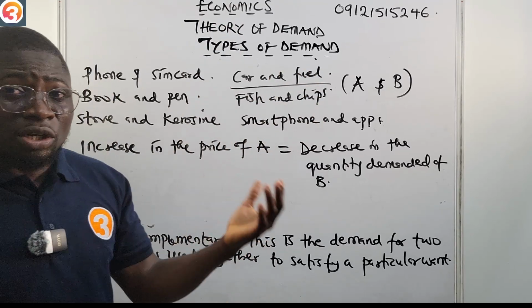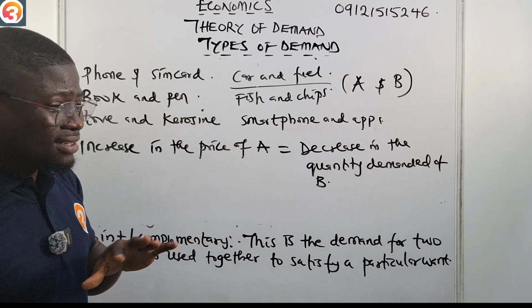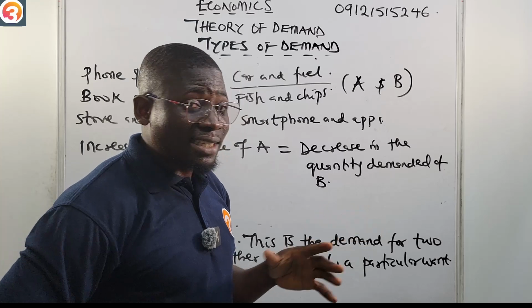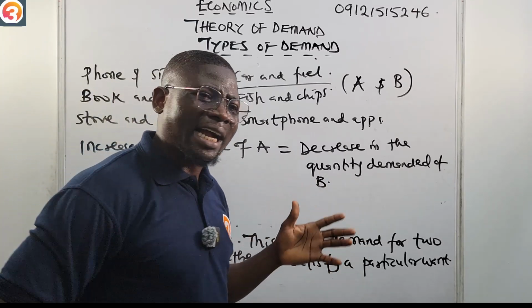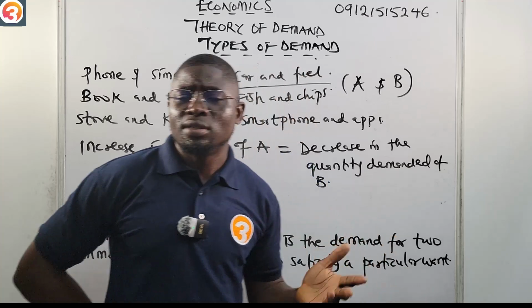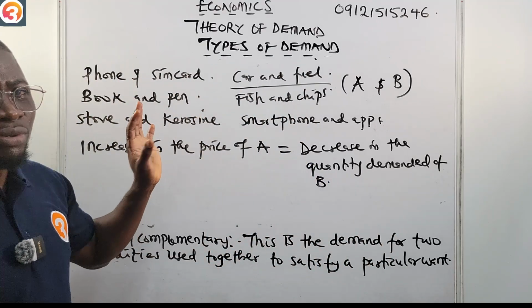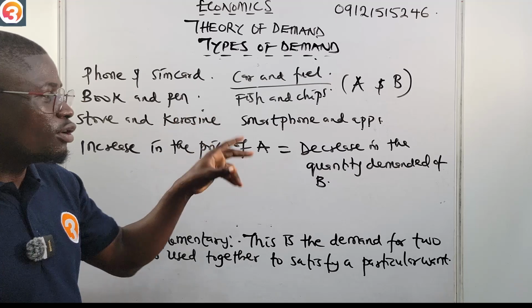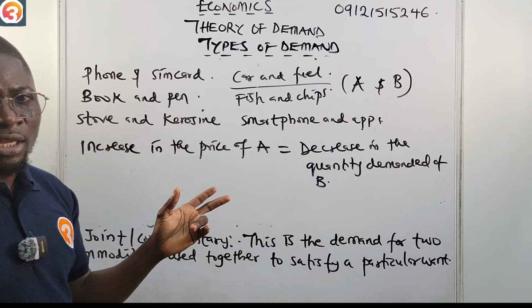Now, with the current situation in the country, with the current hike of petrol pump prices, you can already see the effect. The cars on our highways are fewer than before. People are parking their cars in the house and they are using public buses because they can no longer afford it. They are complementary. An increase in the price of one will lead to a decrease in the quantity demanded of the other, and vice versa. Please take note of that.